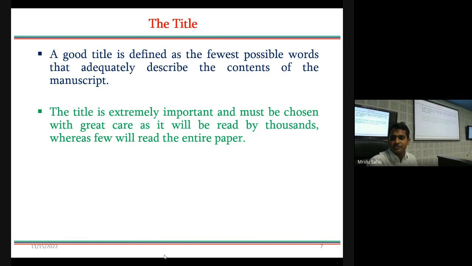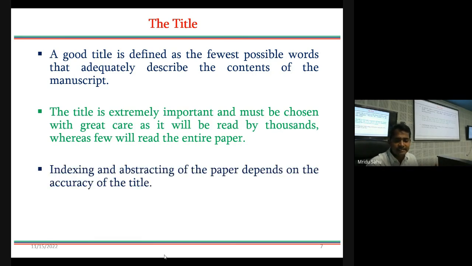So the title is extremely important and must be chosen with great care as it will be read by thousands, where few will read the entire paper. Very true. Indexing and abstracting of the paper depend on the accuracy of the title, like how it is going to be indexed, how it is going to be abstracted. Even if you simply search for a particular paper in Google, it depends on how appropriately you have titled your paper. Based on that, it will get a preference in the appearance of the Google search.